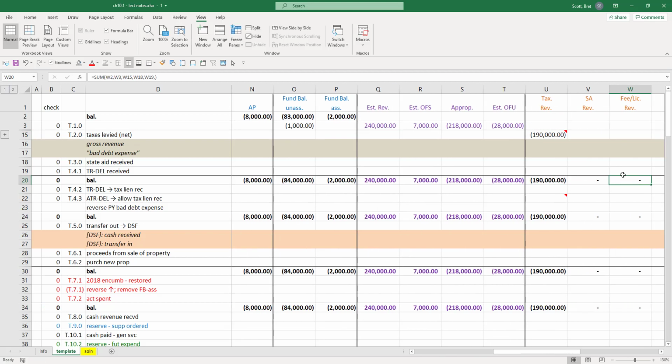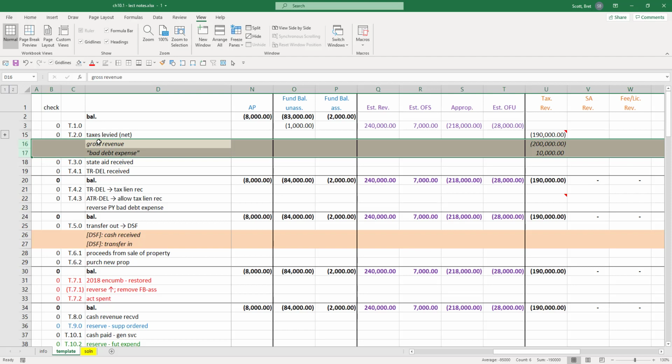And I put a little note in there to say, hey, this is a net of. We have gross revenue and bad debt expense. In the brown area below, I'm actually going to write that in. I'm going to say it's gross revenue of 200 million, net of what would ordinarily be bad debt expense, $10 million. That is the reason why we have 190. It's just a piece of information to make sure that I know how that number came about.